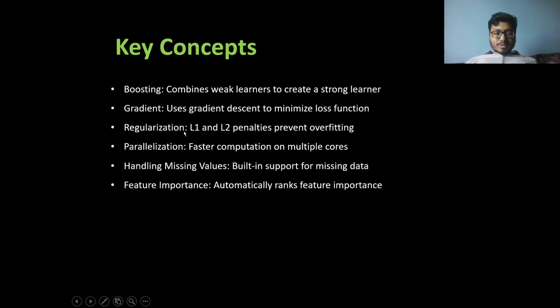Then the key concepts we need for understanding. Boosting combines weak learners to create a strong learner. Gradient is used to minimize the loss function. L1 and L2 penalties prevent overfitting. Parallelization gives faster computation on multiple cores, along with handling missing values and feature importance.